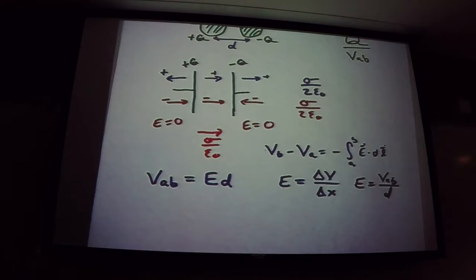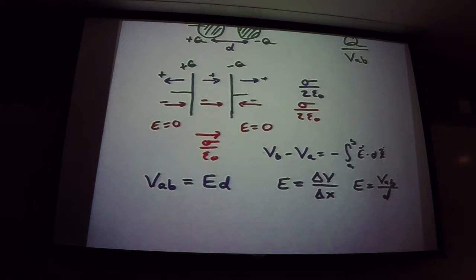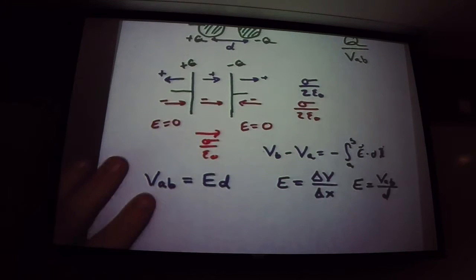This is why parallel plate capacitors are the simplest way of doing it. You've got a nice uniform electric field. You don't have to worry about integrating anything. You just get it. There it is. All right, now we can put all this together, okay?